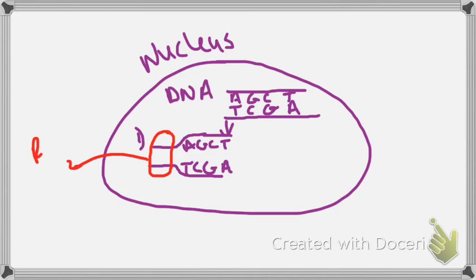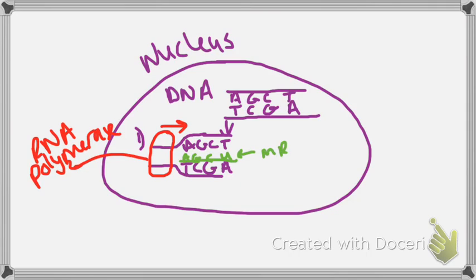RNA polymerase is going to move along our DNA code and add in the bases. As it moves along this way, it's going to add in our bases, matching each one with its correct partner. So this T is going to be partnered with an A, this C with a G, this G with a C, and this T with a U. So this will be our mRNA strand that is being created.